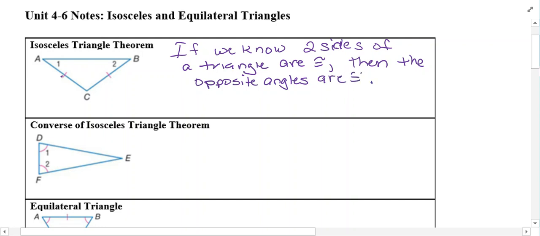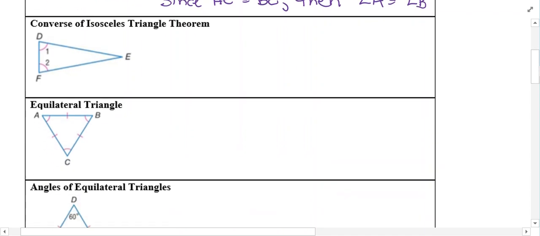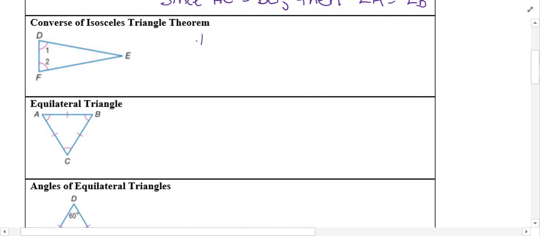In this diagram, we know that AC is congruent to BC. Then we can conclude that angle A is congruent to angle B. The converse is also true. If two angles are congruent, then the opposite sides are congruent.